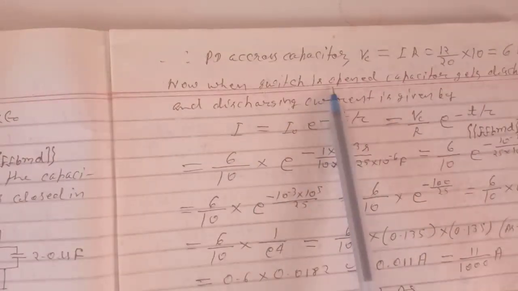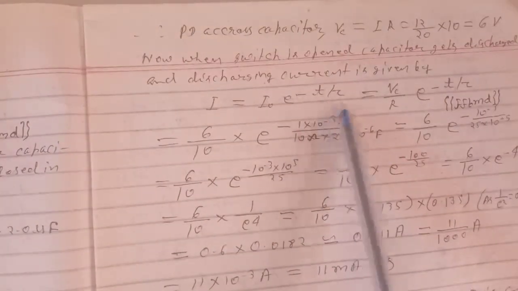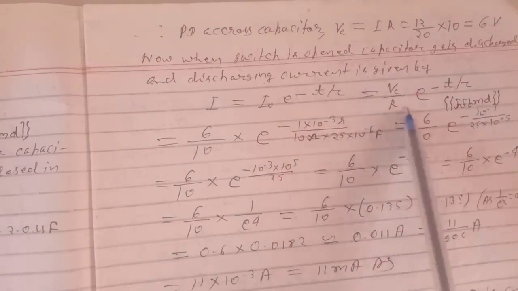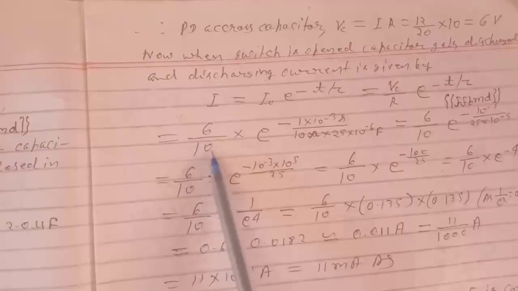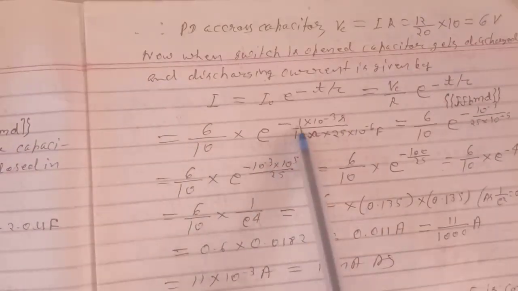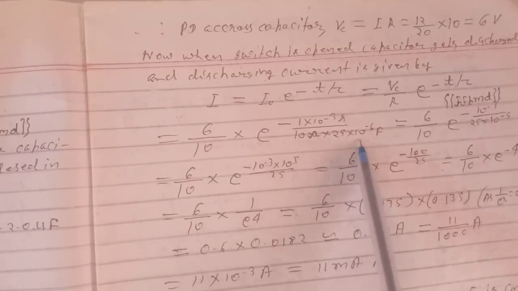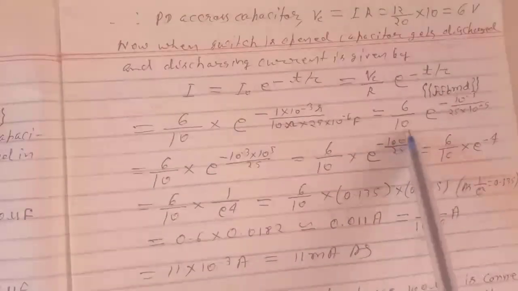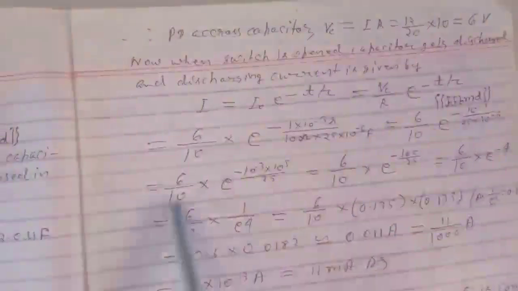Now when the switch is opened, the capacitor gets discharged, and the discharging current is given by I equals I naught e to the power minus t by tau, which equals Vc by R e to the power minus t by tau, or 6 by 10 into e to the power minus 1 into 10 to the power minus 3 second by 10 into 2 into 25 into 10 to the power minus 6 farad, equal to 6 by 10 e to the power minus 10 to the power minus 3 by 25 into 10 to the power minus 5.